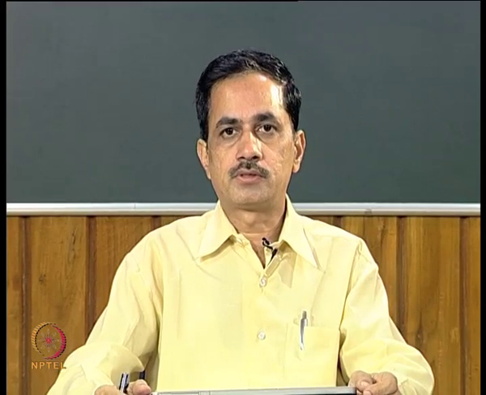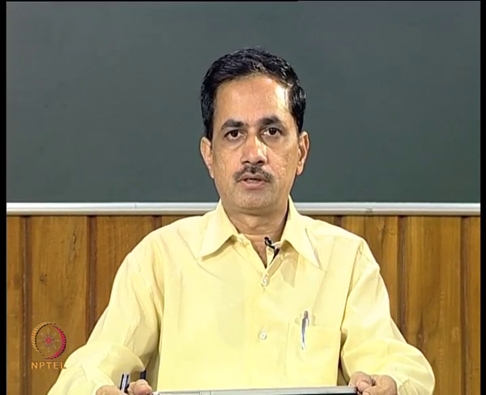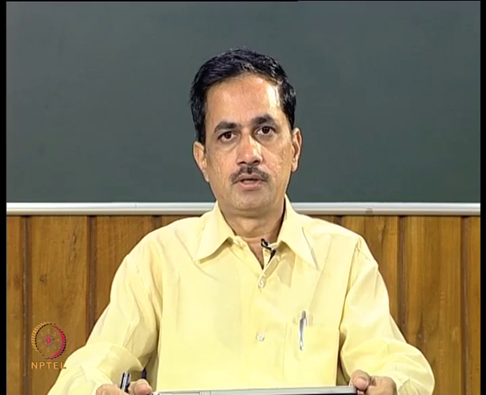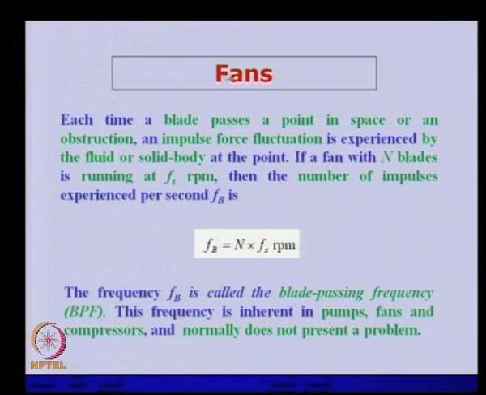Now, we will take up some more case studies, especially of the fans which are there in the industry. In this particular case, we are describing industrial fans. Each time a blade passes a point in space or an obstruction, an impulse force fluctuation is experienced by the fluid or the solid body at that point. If a fan with n blades is running at Fs RPM, then the number of impulses experienced per second will be n, the number of blades, into the speed of the fan.